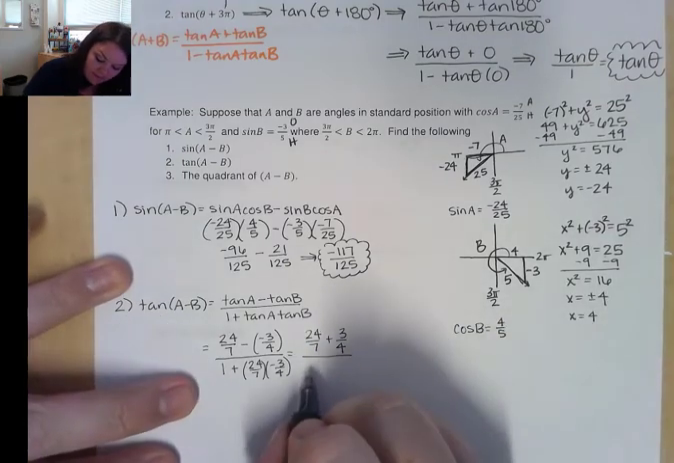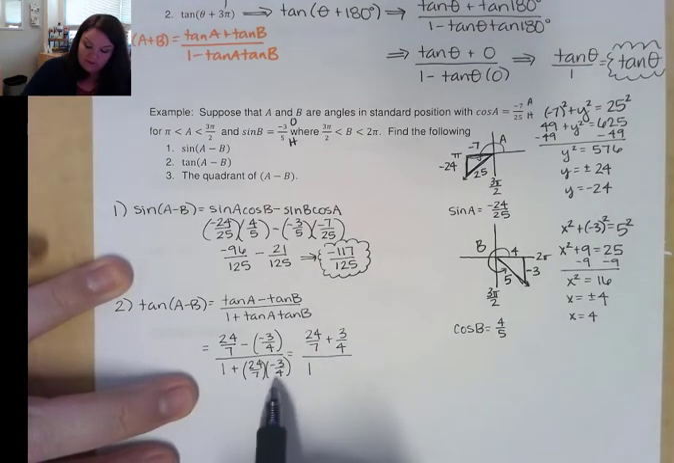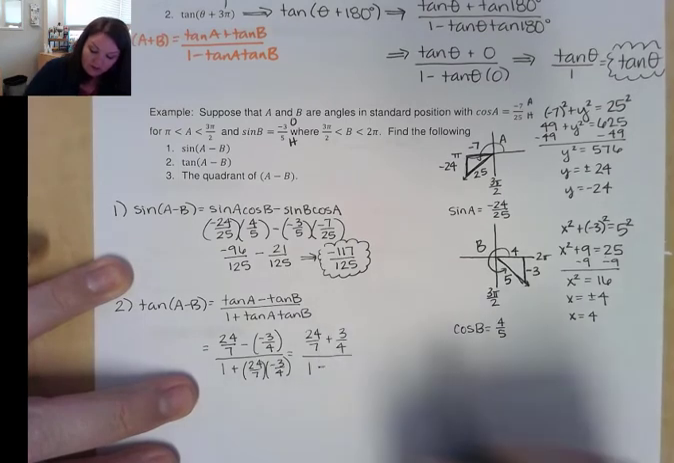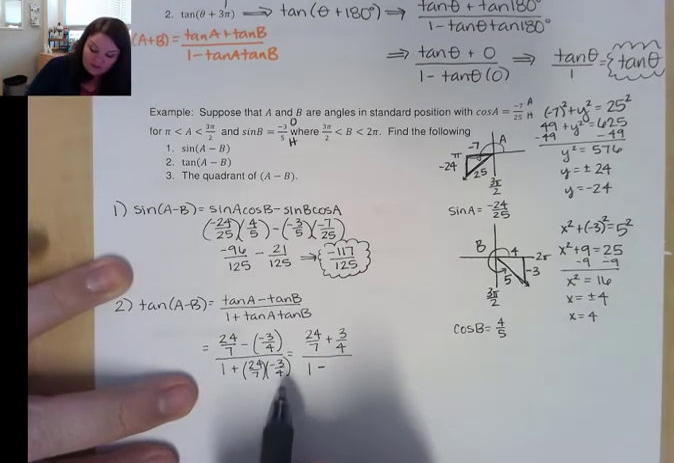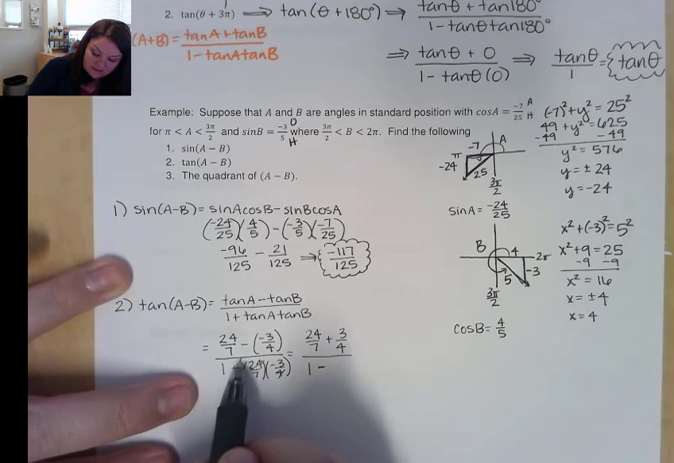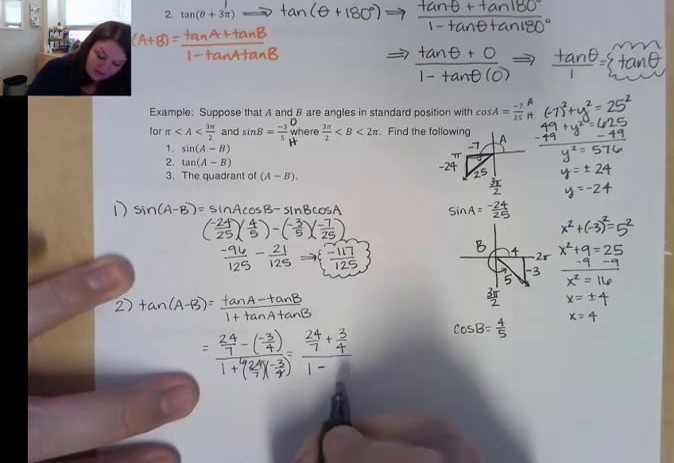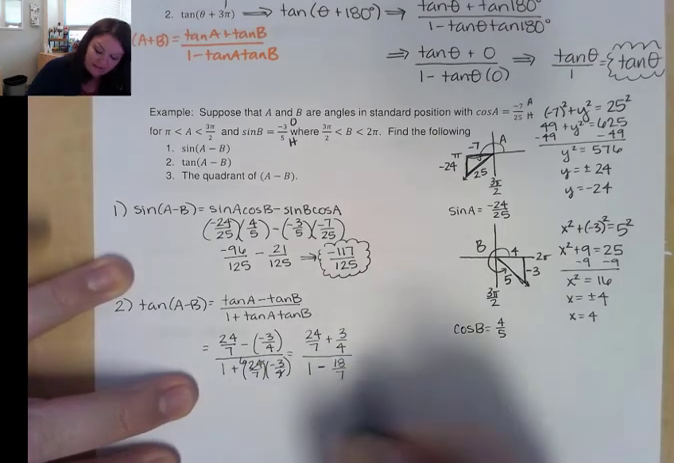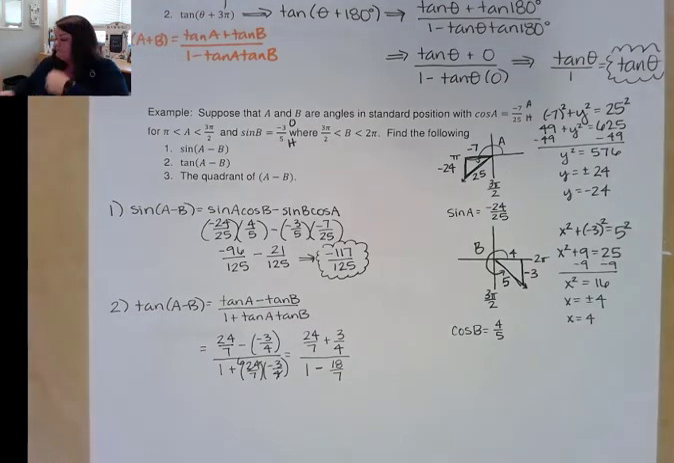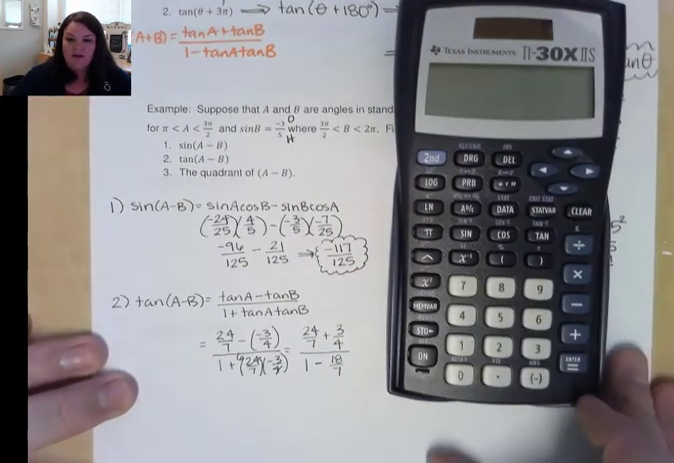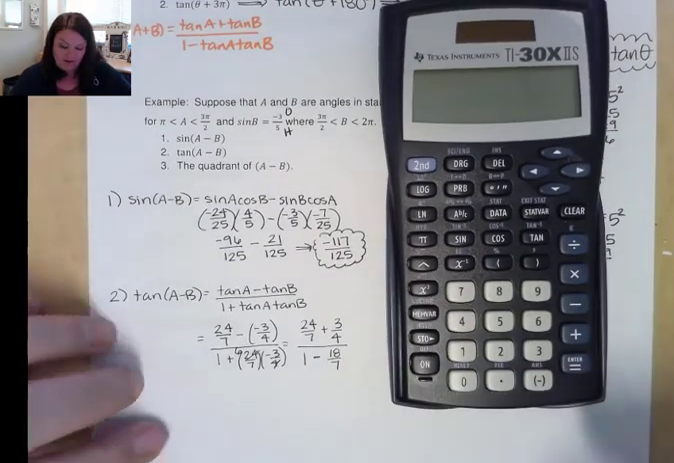And then on bottom, I'm going to have 1. When I multiply these, I'm going to get a negative number. And I'm going to go ahead and reduce. I know that 4 goes into 24 6 times. So that gives me 18 over 7. Now, for the sake of time and getting lots of common denominators, I'm going to go ahead and just do this using my fraction button.